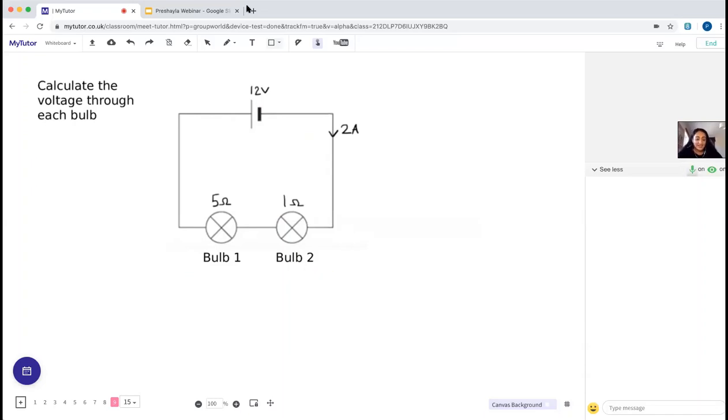I can see that some of you are already getting the answer, which is really good. Well done. I'm going to give you 30 more seconds to work out the answer.